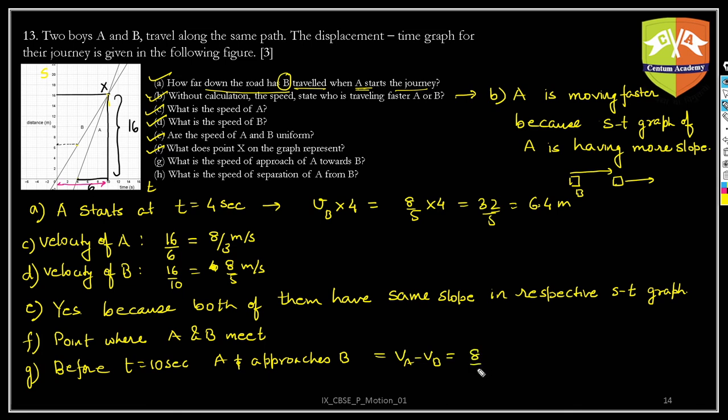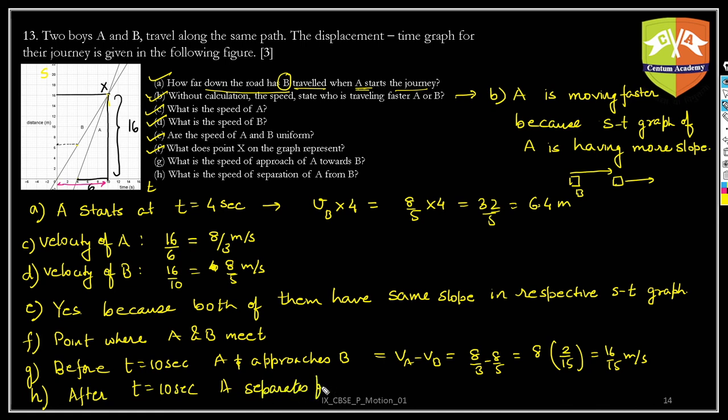Relative velocity they are talking about. So 8 by 3 minus 8 by 5. That means 8 common and 5 minus 3, 2 by 15. So this is 16 by 15 meter per second. So before T is equal to 10 seconds, A approaches B with 16 by 15 meter per second. And after T is equal to 10 seconds, A separates from B. And obviously the magnitude of the separation velocity will be the same, VA minus VB. With this velocity only, it will now be moving away. So again, 8 by 3 minus 8 by 5, which is 16 upon 15 meter per second. Correct? So this is velocity of approach and velocity of separation. I hope you understood the entire question.